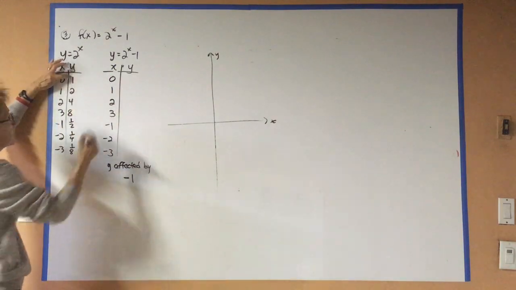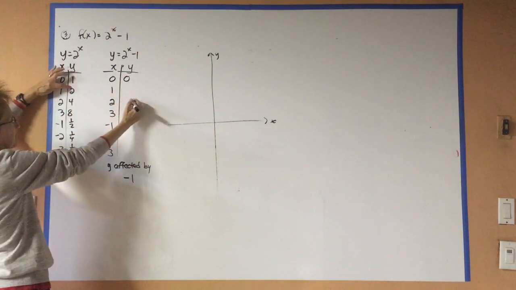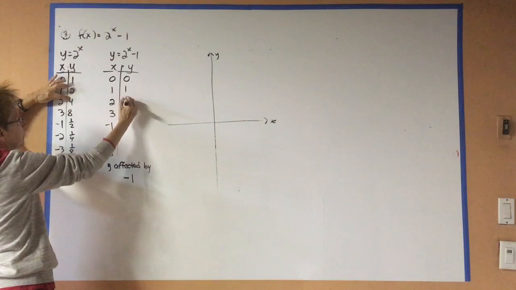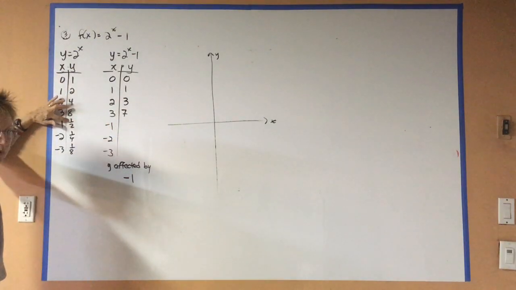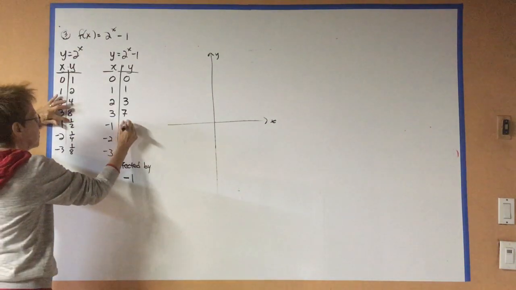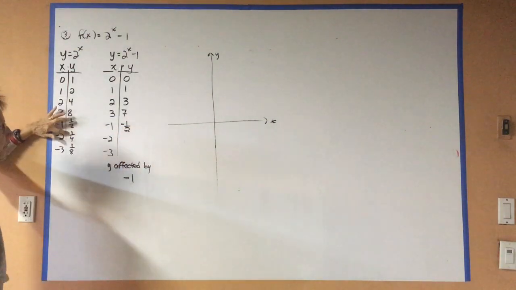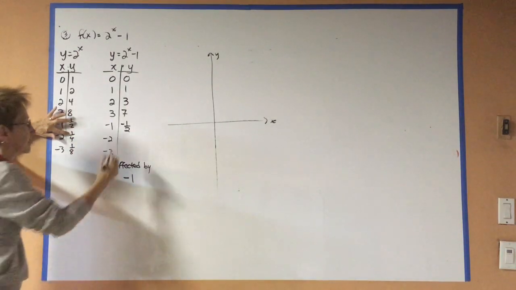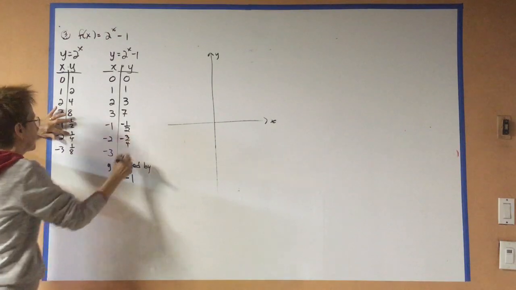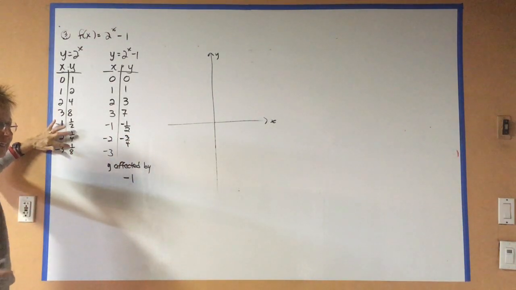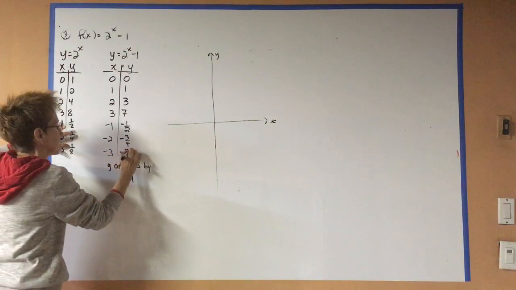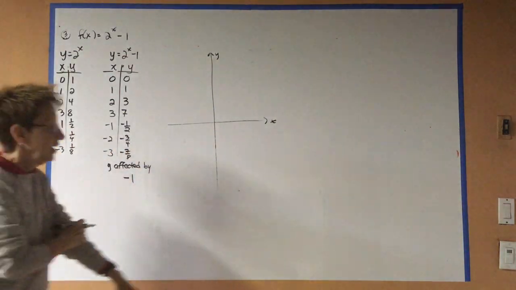So if I take 1 and subtract 1, I get 0. If I take 2 and subtract 1, I get 1. 4 minus 1 is 3. 8 minus 1 is 7. 1/2 minus 1. So 1/2 minus 2/2 is -1/2. 1/4 minus 1. So 1/4 minus 4/4 is -3/4. 1/8 minus 1. So 1/8 minus 8/8 is -7/8. And now I'll graph this.